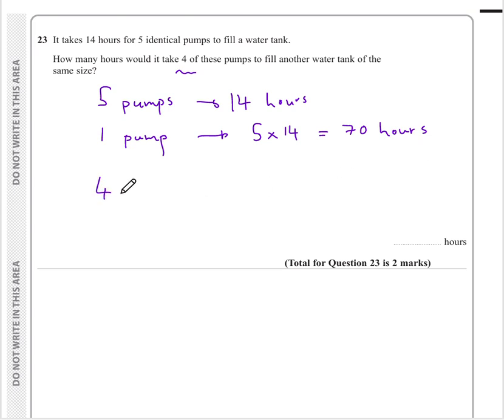If I then have 4 pumps working, it's going to be 4 times as fast. I've got 4 times as much water going in. So let's take that 70 hours and divide it by 4, which gives us an answer of 17.5 hours. So just be a little bit careful with these ones where we've got pumps or perhaps people doing a job. Sometimes we need to multiply and then divide rather than the opposite.